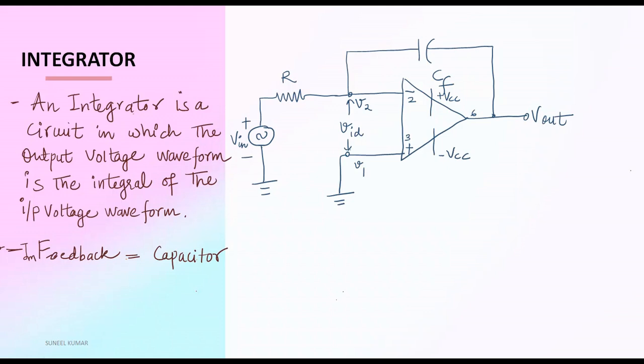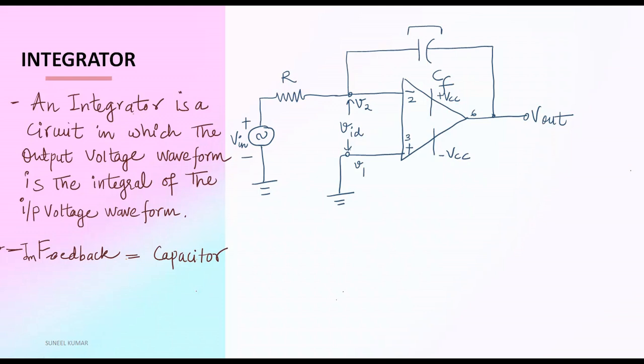So what is the main change from the inverting amplifier? The only change is that we have used a feedback capacitor. Now we can analyze the circuit to get the output.